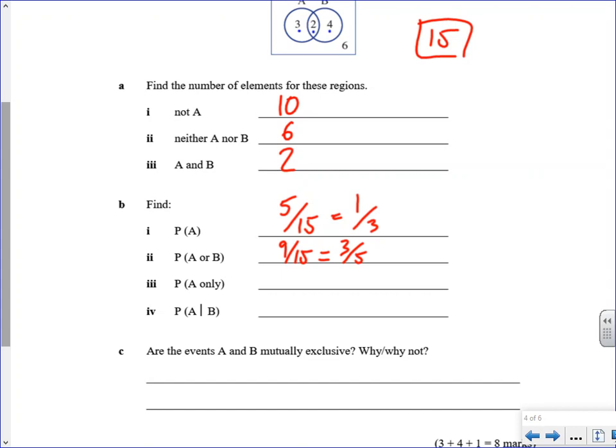Here, if we're talking about A only, that means we're looking at the people that are just in the A circle. We're just looking at those three. So that'll be 3 over 15, which equals 1 over 5.